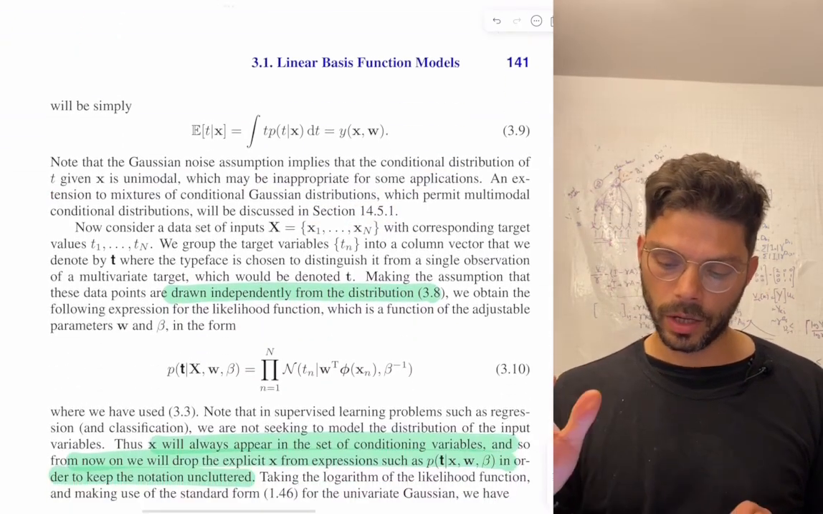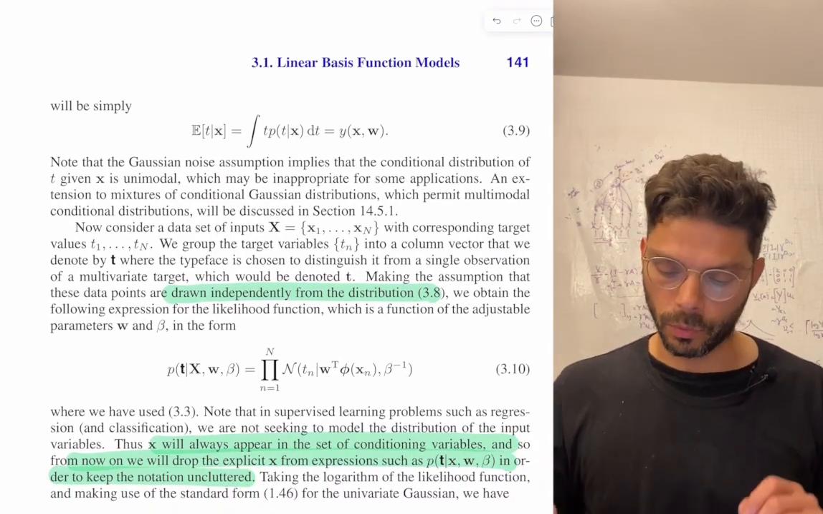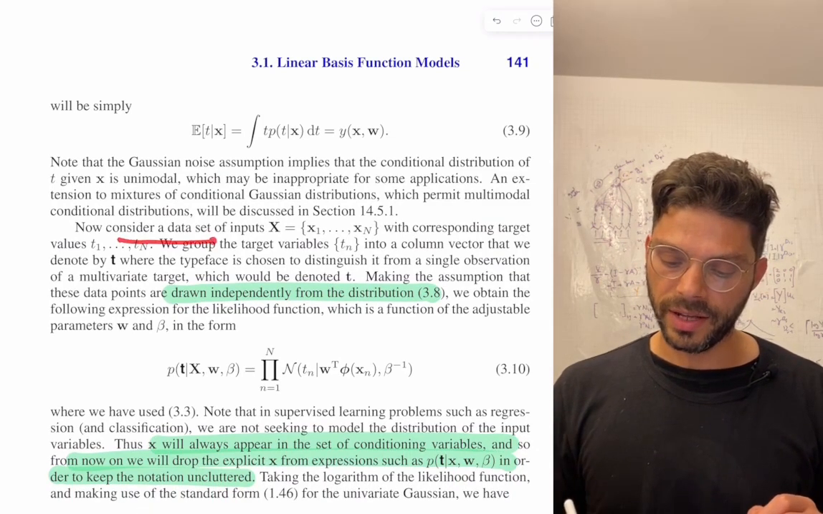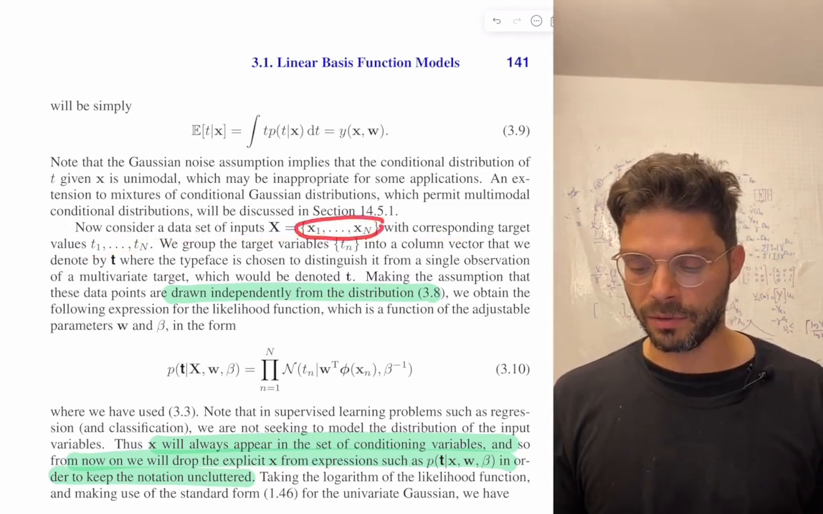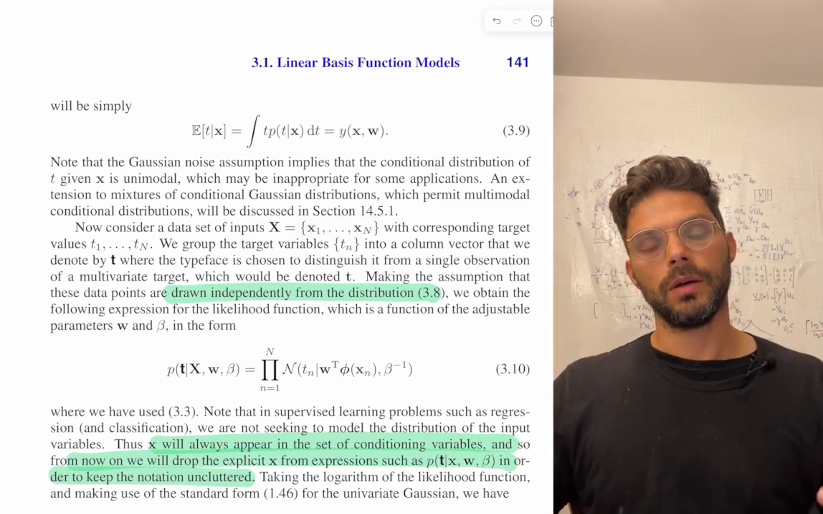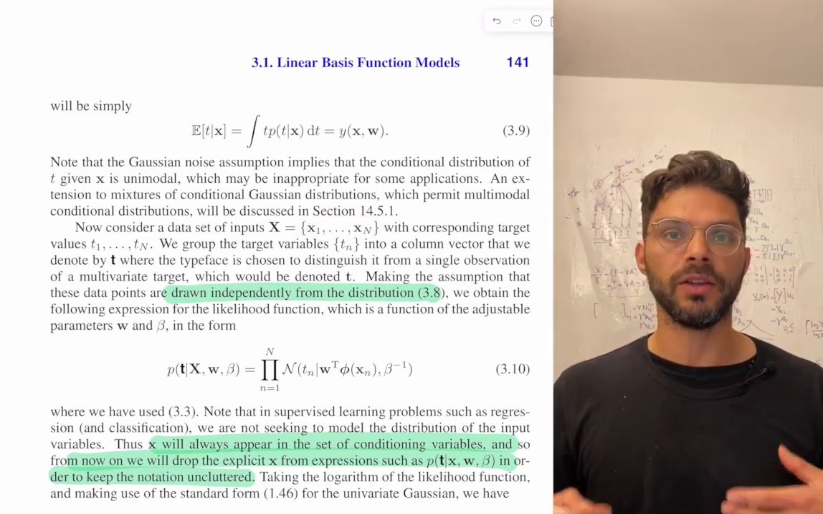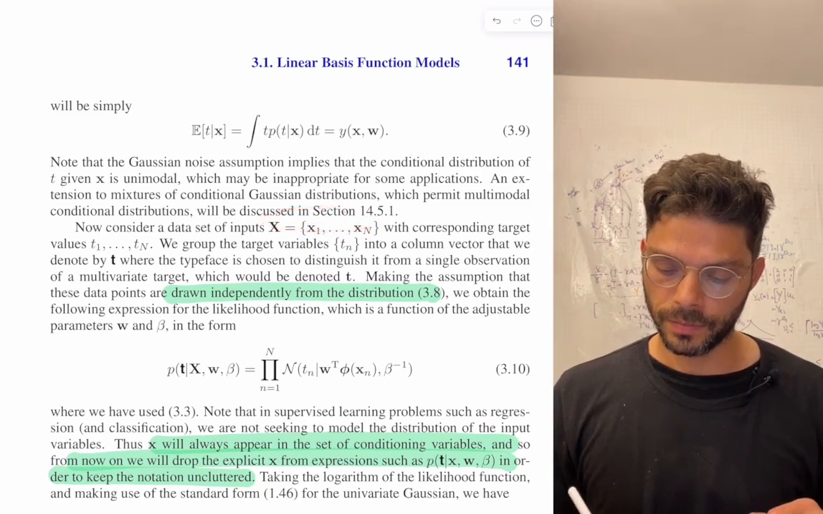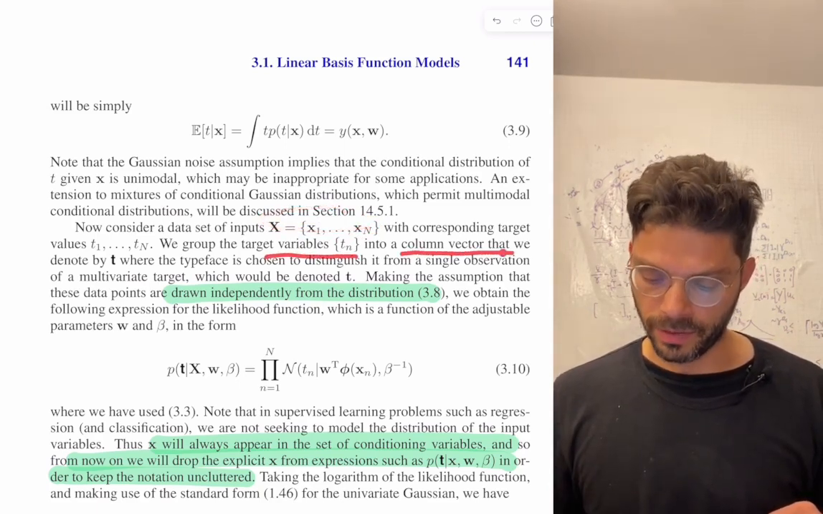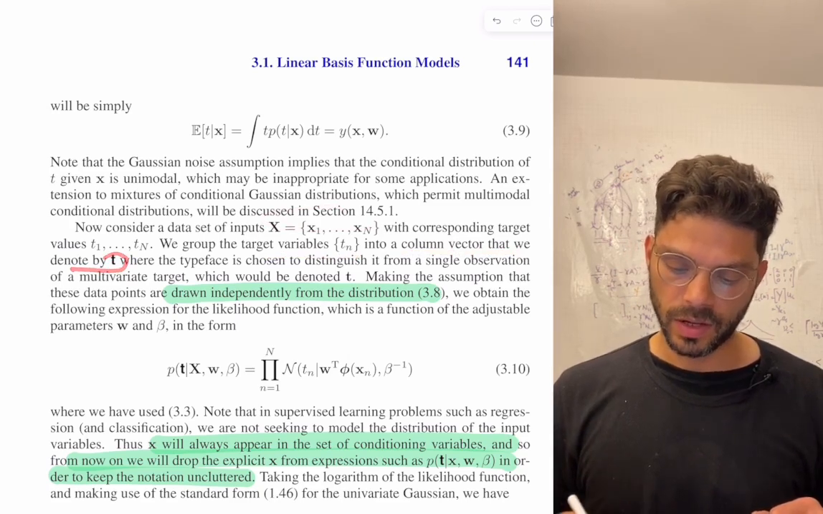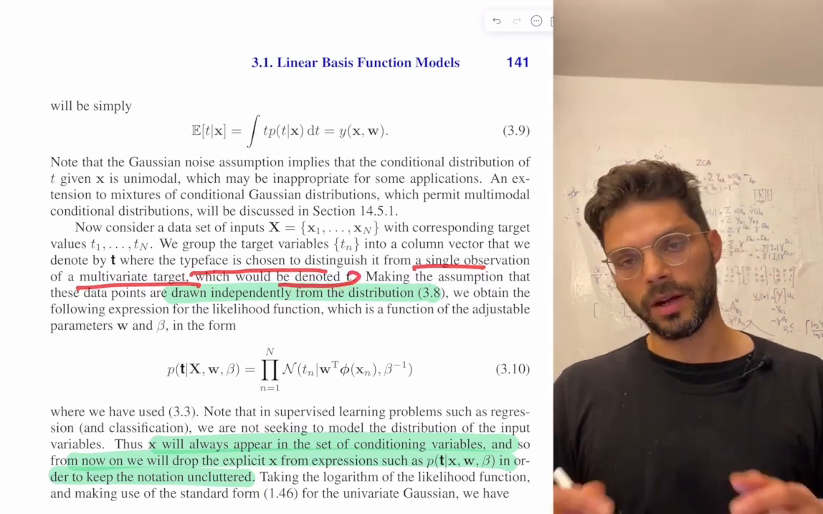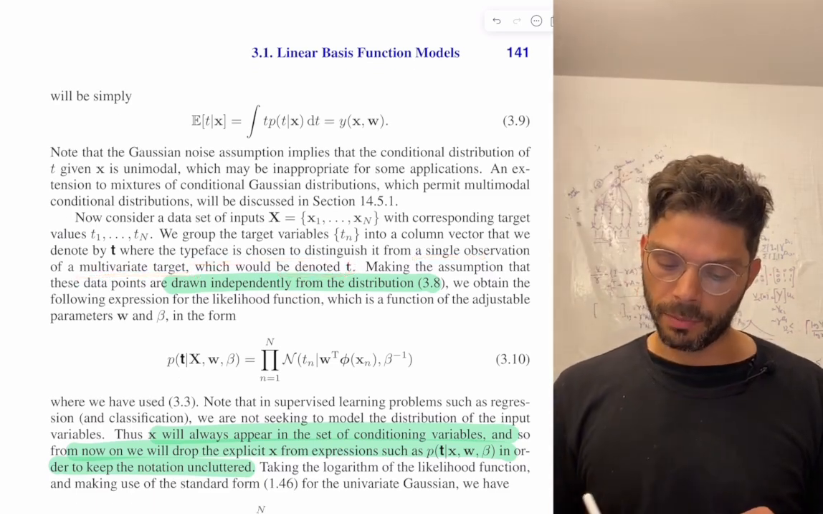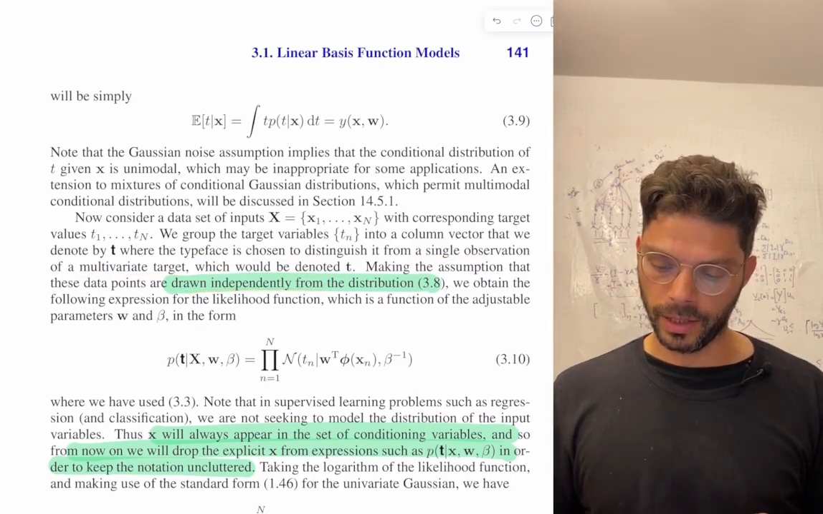Okay, so that was the situation with one data point. Now consider a data set of inputs with corresponding targets t1 to tN. Remember, the game is always that we know what the values are for those x's. We want to come up with a w that allows us to predict new ones based on this data. So we group the target variables into a column vector that we denote by t, where the typeface is chosen to distinguish it from a single observation of a multivariate target, which would be denoted by this other font t. Okay, making the assumption that these data points are drawn independently from the distribution 3.8.